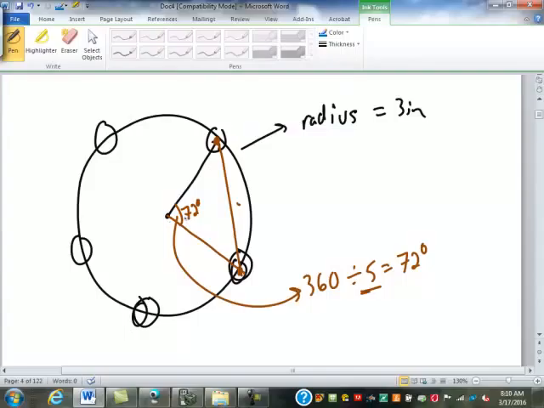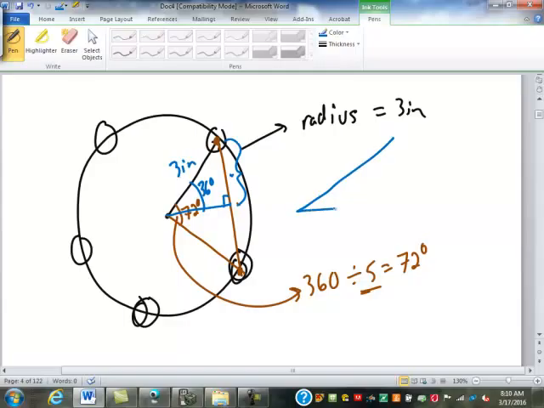Now, I can't work with that. What I have to do is this. We learned in the last unit that if I draw a line from the center of the circle that hits a chord at a right angle, it cuts the chord in half. So this is going to be half of the whole thing. It also cuts my angle in half, so this is 36 degrees. I know this is 3 inches, so I can find this side here.